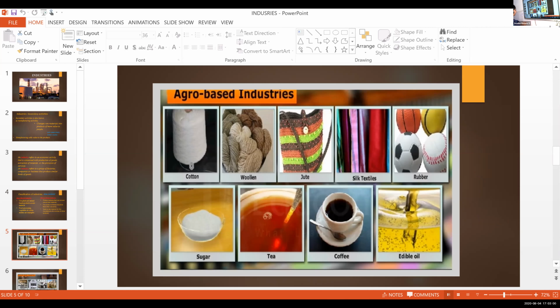Examples of agro-based industries: products are made from plants and animal products. Cotton, woolen, jute, silk textiles, rubber, sugar, tea, coffee, edible oil, means any vegetable oil which we can use. So the main raw material in these industries are plants and animal products. Dairy items all come under agro-based industries. Clear?